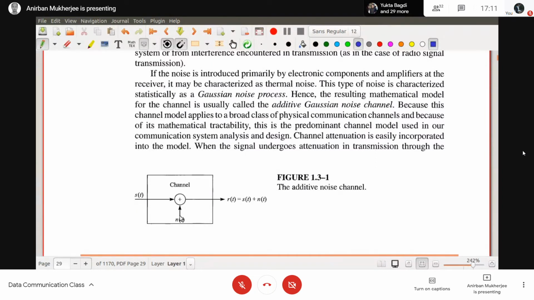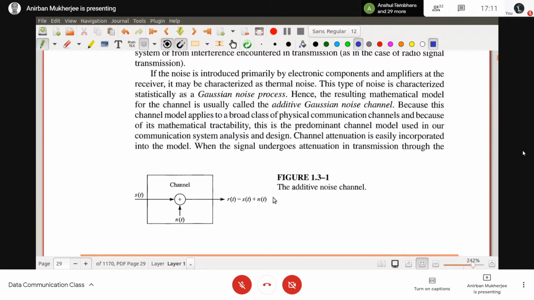You can model this as s(t) being the input, and inside the channel is the noise. Please try to understand: this whole black box is the channel. n(t) is not coming from outside, n(t) is already inside. That means the channel is characterized by additive noise. So s(t) is the input and s(t) plus n(t) is the output.